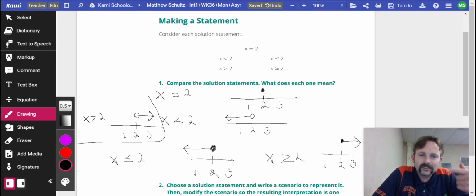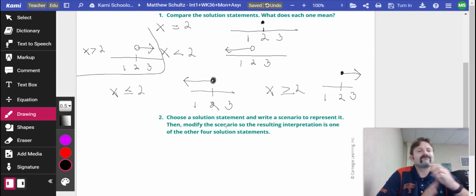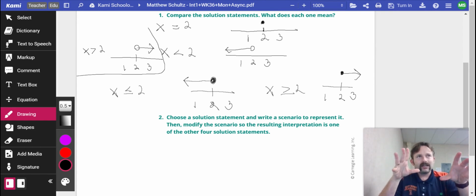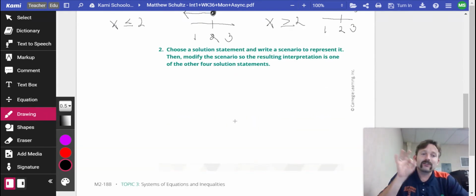All right, let's go on. It says choose a solution statement and write a scenario to represent it. Then modify the scenario so that the resulting interpretation is one of the other solution statements. Okay. So why don't you pause right now and you try your own. I'm going to write mine. I'm going to put a space for my work, and I'm going to look for your work. So pause, and we're going to go on in 3, 2, 1.